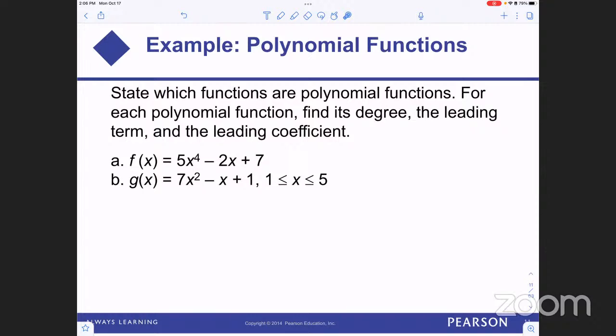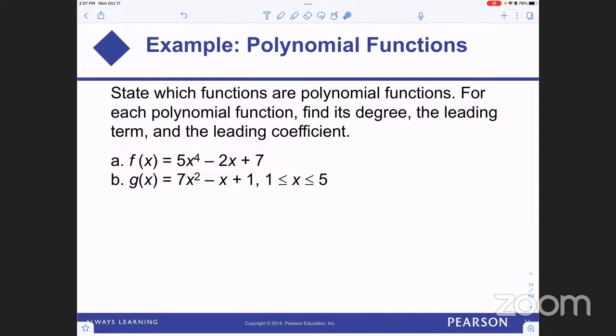So state which functions are polynomial functions. For each polynomial function, find the degree, the leading term, and the leading coefficient. So for instance, if we're looking at the first one, if you had to guess, would you guess that part A is a polynomial, yay or nay? If you had to guess, would you say that this is a polynomial, yes or no?